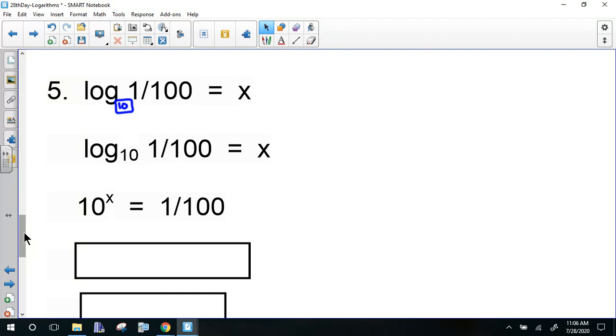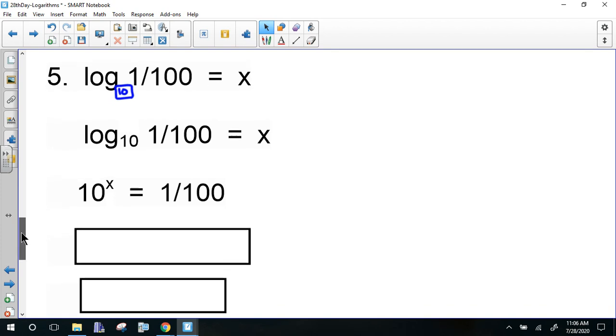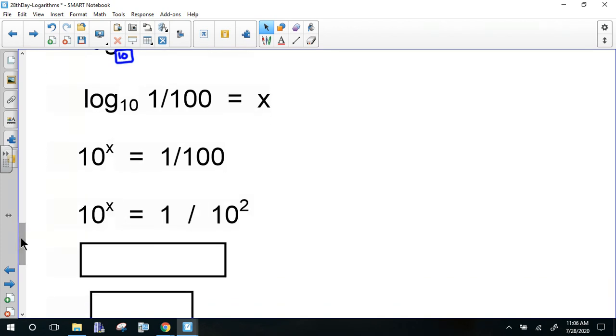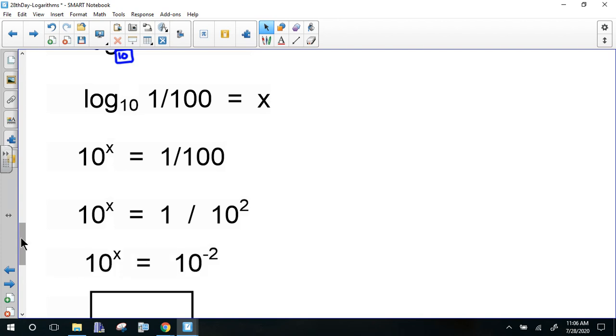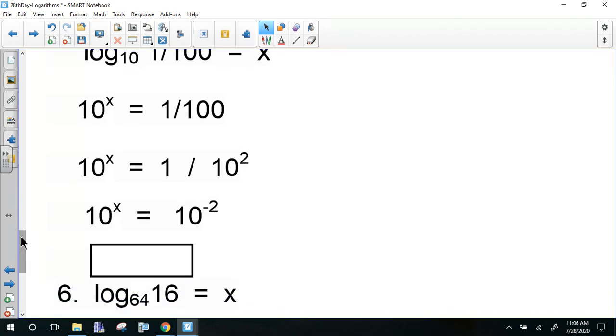1 over 100 is not in a base of 10, so I need to write it as a base of 10. 100 is 10 to the second power. So 1 over 10 squared is the same as 1 over 100. Well, how do you write 1 over 10 squared without it being a fraction? If you remember all the way back to your exponent rules in Math 1, the exponent changes to a negative. So it's 10 to the negative 2. Now I have them in the same base. X equals negative 2.